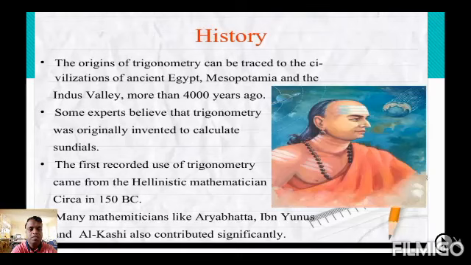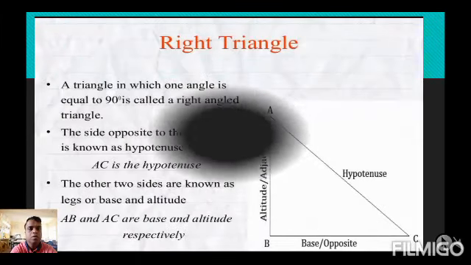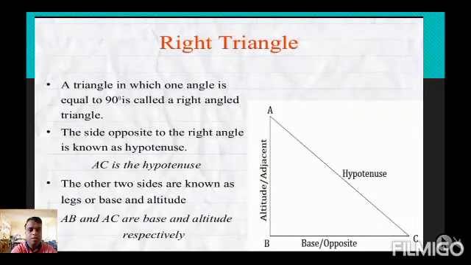So, trigonometry is a Greek word. Next we move to the right angle triangle. What is a right angle triangle? All of you know that a triangle has three sides joined together. In a triangle, if one angle is 90 degrees, then it is called a right angle triangle. Here you can see a right angle triangle. Which angle is 90 degrees here?